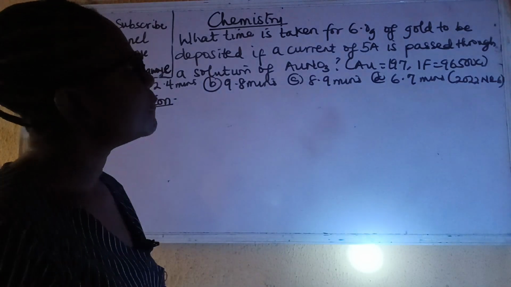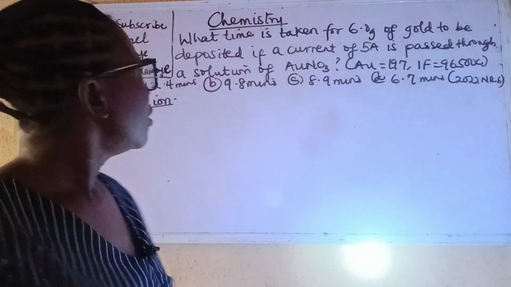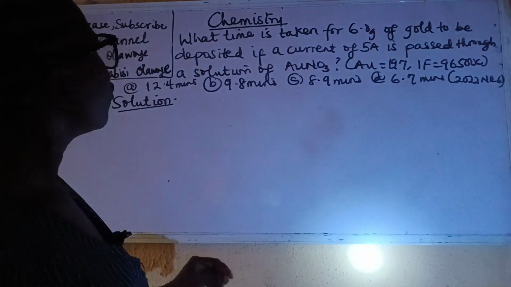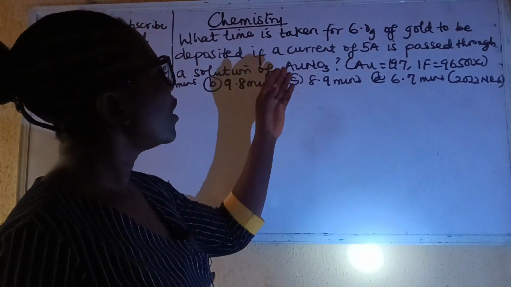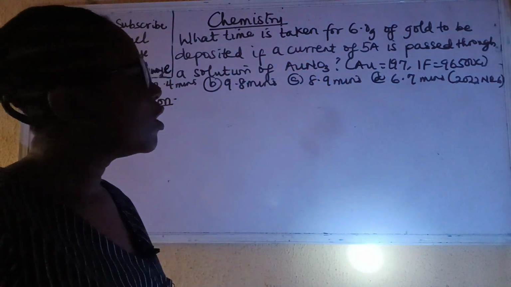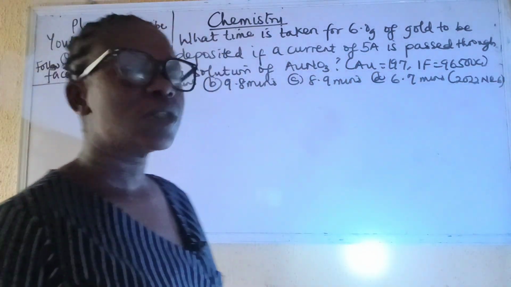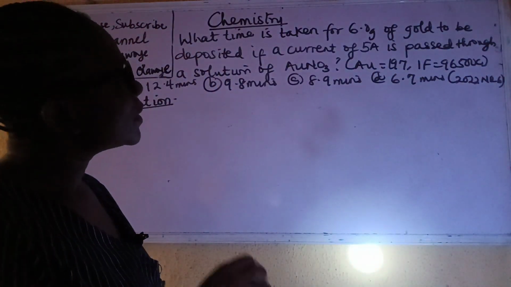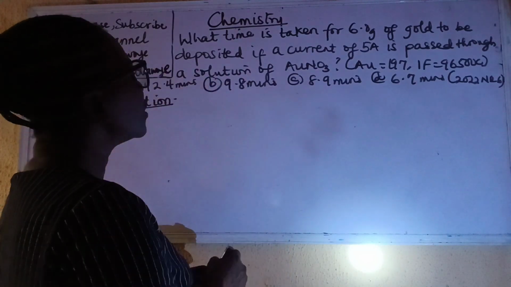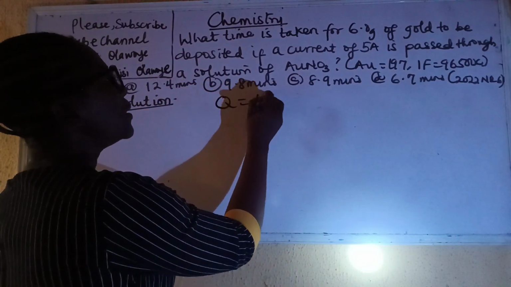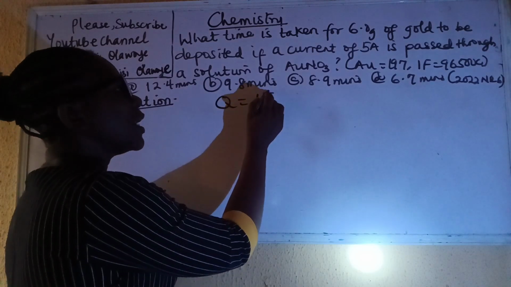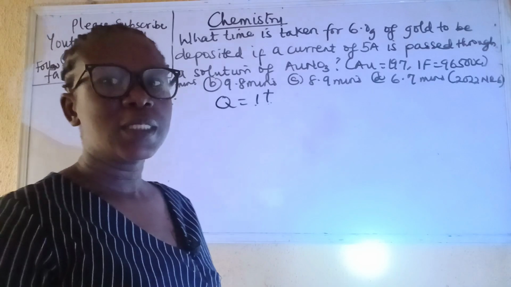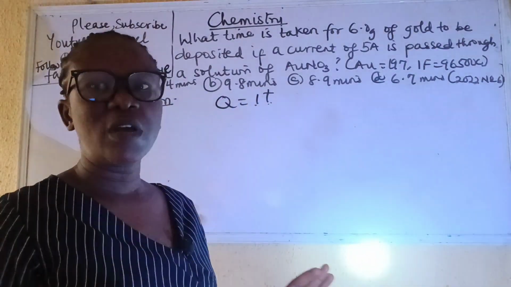Given a question like this: what time is taken for 6 grams of gold to be deposited if a current of 5 ampere is passed through a solution of gold trioxonitrate V? Now we can see here gold, the atomic mass of gold is 197 and 1 Faraday is equal to 96,500 coulombs. We had to calculate the time and the mass was given, using this formula, Q equals IT, which represents current multiplied by time, where time must be in seconds. But if the time is in the options as minutes, then we leave our answer as minutes.